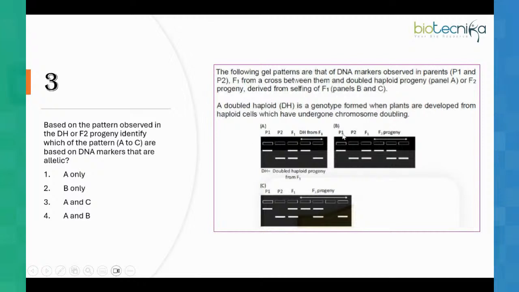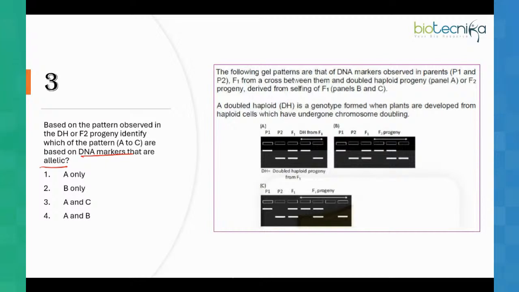So you have three panels A, B, and C. A double haploid is a genotype formed when plants are developed from haploid cells which have undergone chromosomal doubling. That is double haploid. Now, based on the pattern observed in DH or F2 progeny, identify which of the patterns A to C are based on DNA markers that are allelic. Again, in the last session also, I told you that nowadays questions from any topic from Unit 8 can come linked with DNA markers.